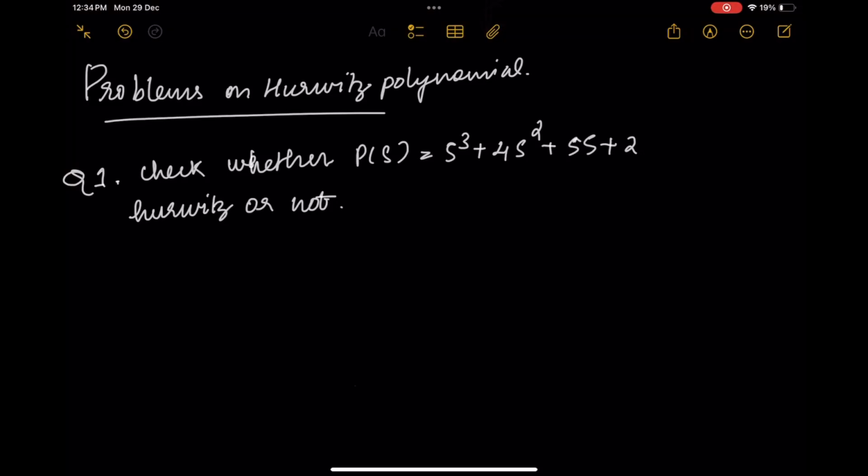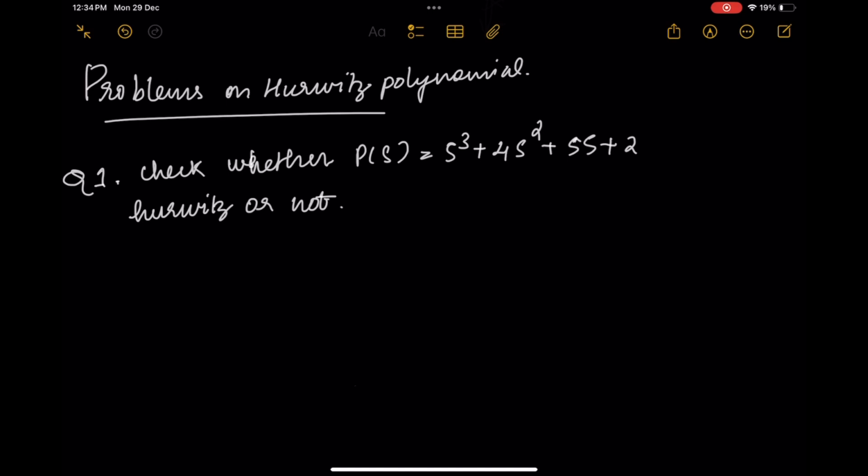Today we are going to discuss some problems on Hurwitz polynomial. So I've taken the first problem here. Here the question is: check whether the following polynomial is Hurwitz or not. So we'll be solving this problem right now.